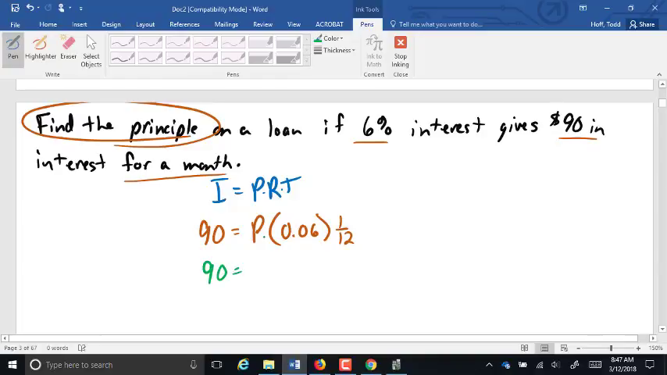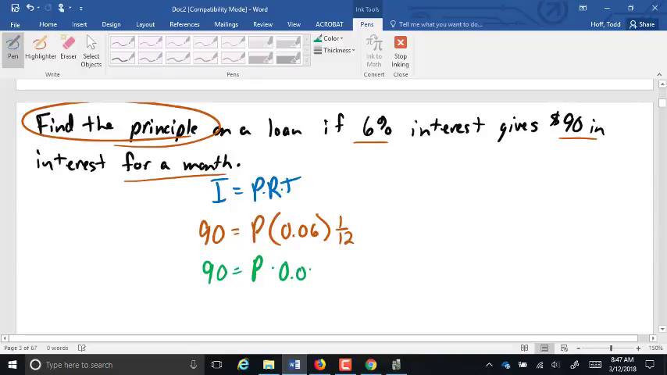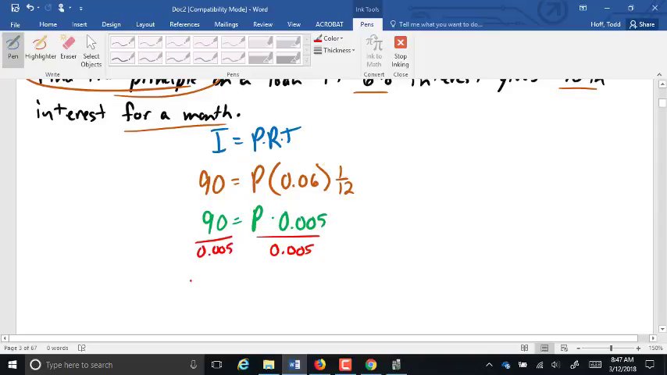So now we are going to combine what we can on the right side here. 0.06 times 1/12 is 0.005. So to solve for P, we divide by 0.005. We get $18,000 as our principal. Any questions on those problems? Okay.